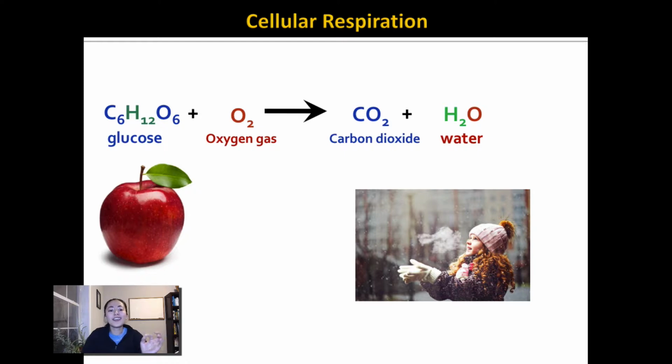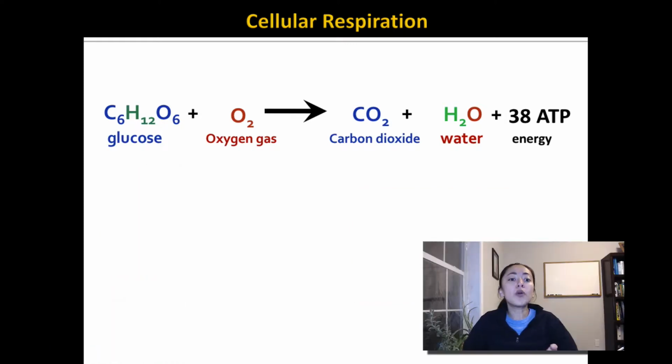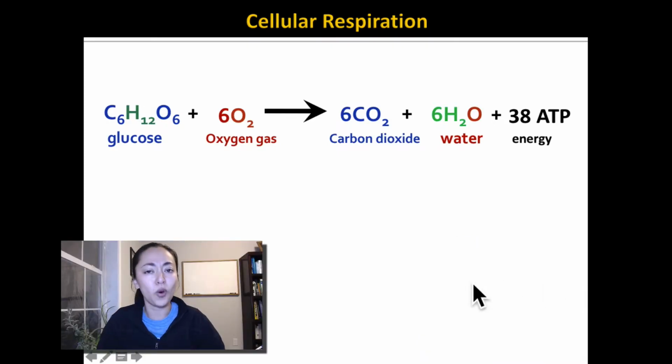And don't forget that this process also makes ATP, which your body uses for energy. To be exact, each glucose molecule can be used to produce up to 38 ATP molecules. If we were to balance the equation for cellular respiration, then we would just add a 6 before the oxygen, carbon dioxide, and water. Now I want you to try to answer a question.